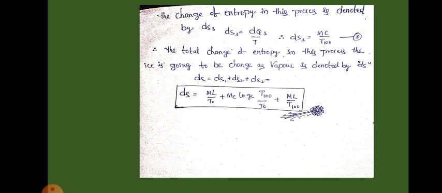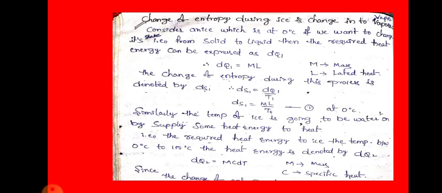So the total change of entropy in this process, where the ice is changed to vapor, is denoted by dS is equal to dS1 plus dS2 plus dS3. Therefore finally dS is equal to mL by T0 plus mc log e (T100 by T0) plus mL by T100. The above equation represents the change of entropy while ice is changing into vapor.